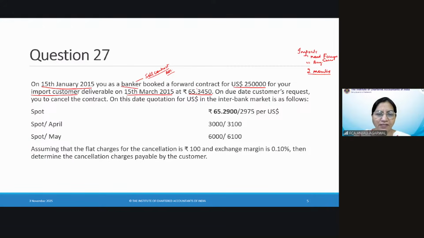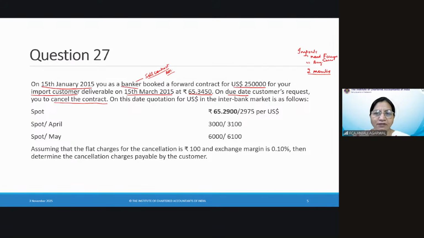On 15th January, the banker has booked a forward contract for US dollar 2,50,000 for your import customer, deliverable on 15th March 2015 at 65.3450. The crux of this line is that on 15th March, the bank will sell the $250,000 to the customer at 65.3450. Now, on the due date, the customer requests to cancel the contract. In a sense, he's saying that he's not able to buy these dollars.